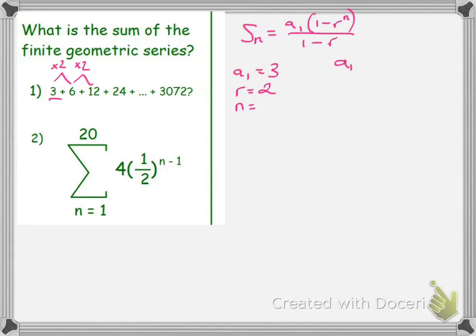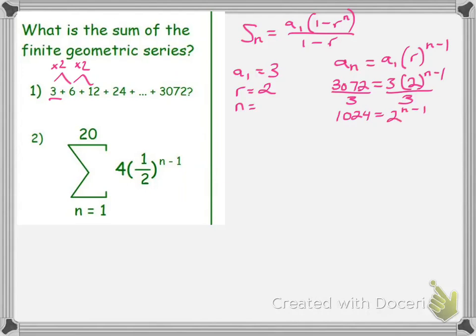I'm going to use the AN formula, but because this is geometric, I'm going to use the geometric formula for the AN. And I know I'm looking for what term number 3072 is. So that 3072 goes in the AN spot. My A1 is 3. My common ratio is 2. And now I can solve for N. This is an exponential function, so I'm going to solve it using exponential function. First divide by 3, and I get 1024 equals 2 raised to the n minus 1.